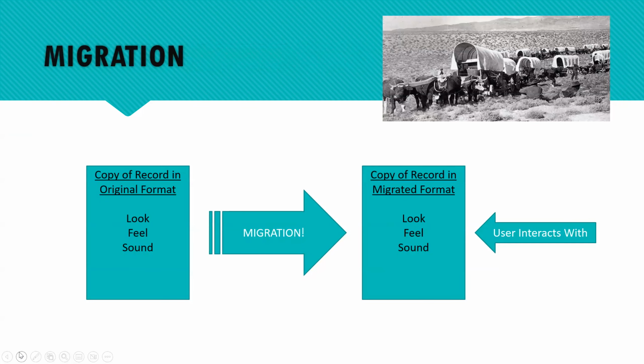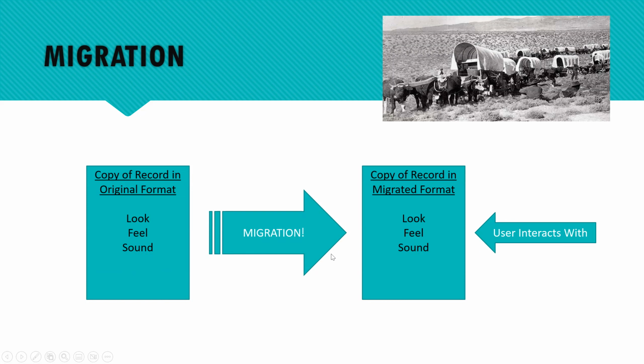Okay, and so we'll talk about migration next. So this is where a copy of the record in an original format comes into the archive. The record is then migrated to a different format. And then this migrated record is what the researcher interacts with. And so the look and feel and sound of the record in its original format may change due to this migration process.